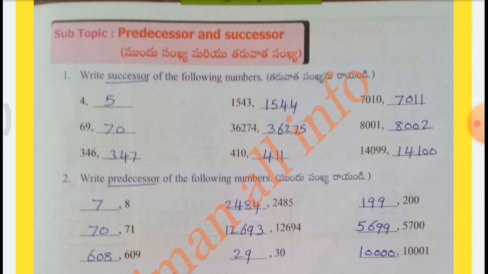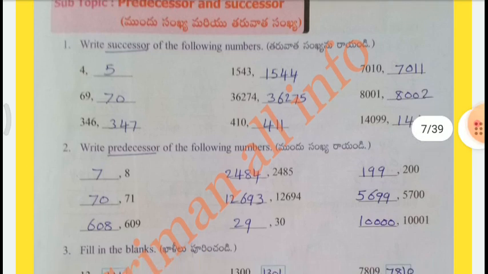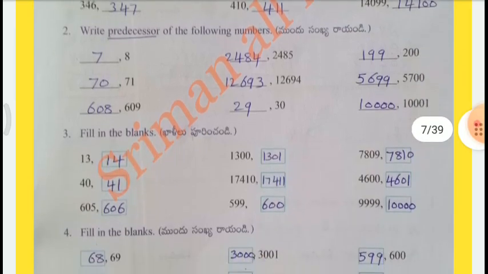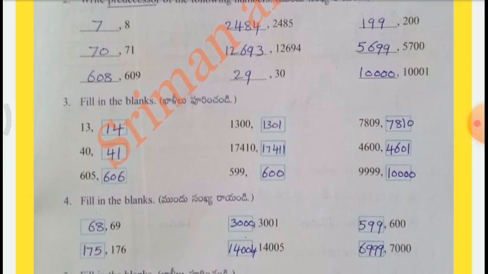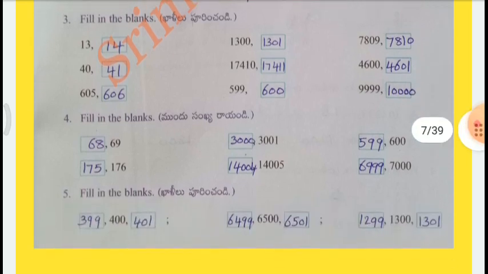Write the predecessor of the following numbers: 7, 70, 608, 2484, 12693, 29, 199, 500, 5699, 10,000. Fill in the blanks. 13, 14. 40, 41. 605, 606. 1300, 1301. 17,410, 17,411. 5,099, 5,100. 600. 7,809, 7,810. 4,600, 4,601. 9,999, 10,000.